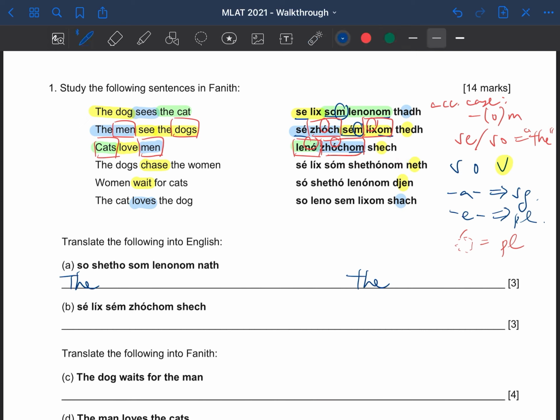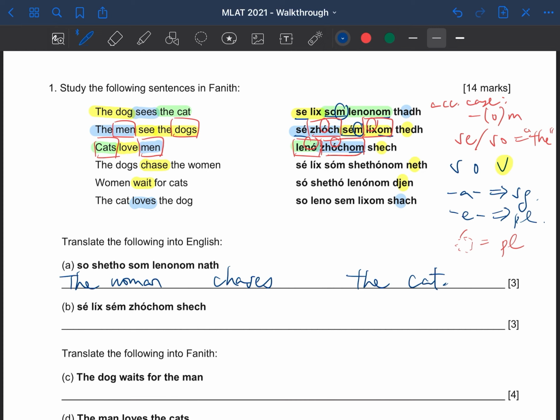And we need to ask ourselves, is it singular or plural? It is singular, obviously, because it doesn't have the accent. So it's the woman. And lenonom is cat, and it doesn't have an accent, so it is singular. Now we have nef here, so we know that it's chase, but this time it's chases, because it is in concord with the subject. Okay, done.